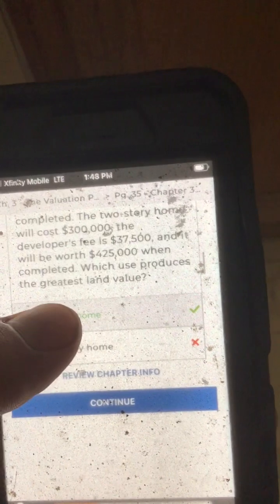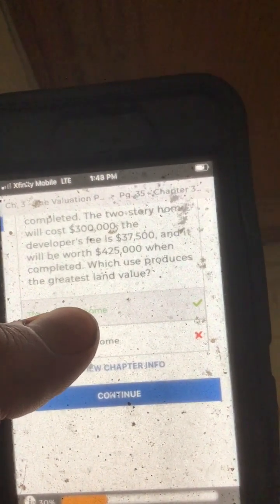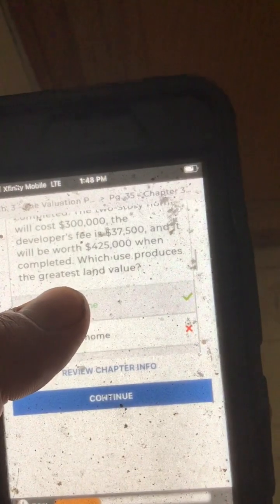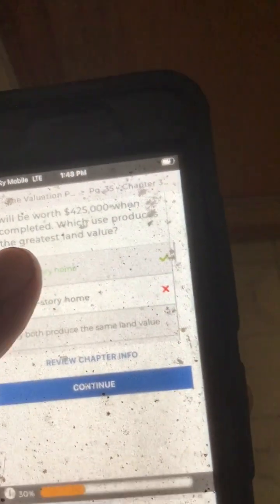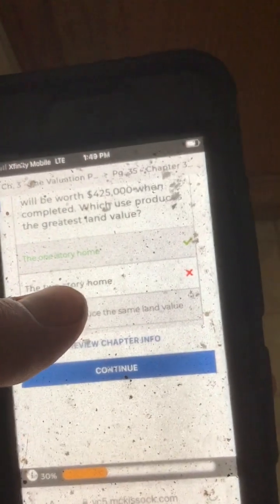The two-story home will cost $300,000. The developer's fee is $37,500, and it will be worth $425,000 when it is completed. Which use produces the greatest land value? You said the two-story home. That's incorrect. The correct answer was the one-story home.